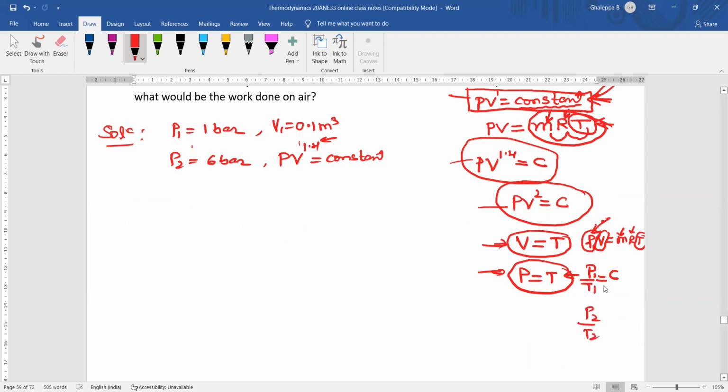P2 by T2 is equal to constant. So we can equate the left hand sides. If these three values will be given, you can find out the T1 temperature using this equation. Or if P1, T1, T2 will be given, we can find out T2 using this equation. In such cases, it will help you. Okay. Next.